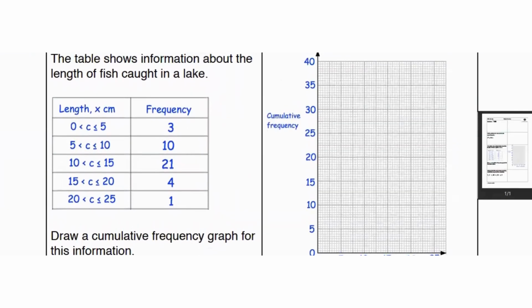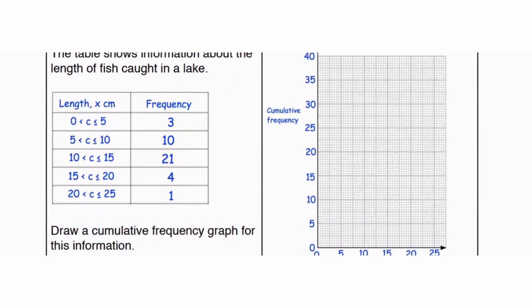And for the next question, we have to sketch the cumulative frequency graph. For that, we have to find the cumulative frequency first. So we're going to start with the first frequency, that's 3. Then we add 3 to 10, which is 13. 13 plus 21 is 34. 34 plus 4 is 38. 38 plus 1 is 39.